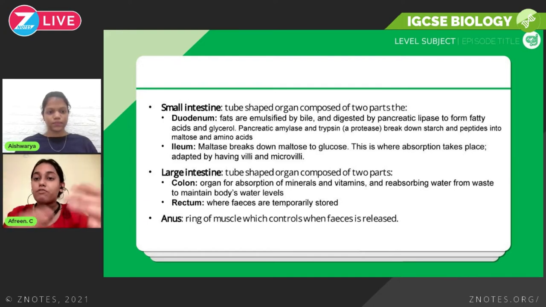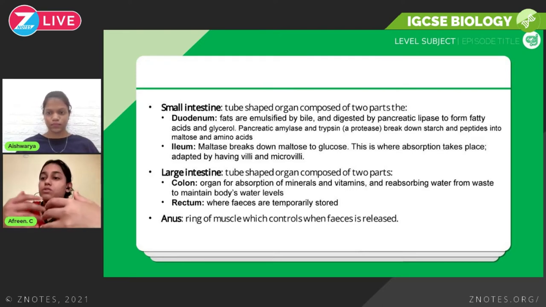After the small intestine, there's the large intestine. The large intestine is once again a tube-shaped organ composed of two main parts. There's the colon and then there's the rectum. The colon is the organ where nutrients are further absorbed. Minerals and vitamins are absorbed here, and water is reabsorbed from the waste to maintain the body's water levels. So this is a bit like equilibrium. Depending on the body's water level, the feces would be more or less watery because of how much water is reabsorbed in the colon. Next up, we have the rectum, where the feces is temporarily stored. After that, we have the anus, which is a ring of muscle that controls when feces is released.